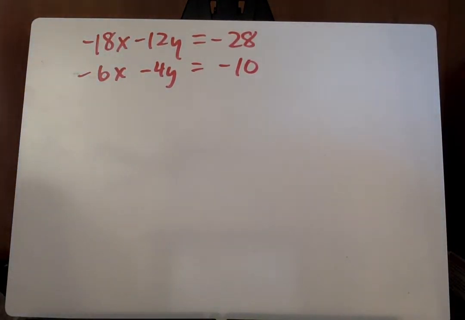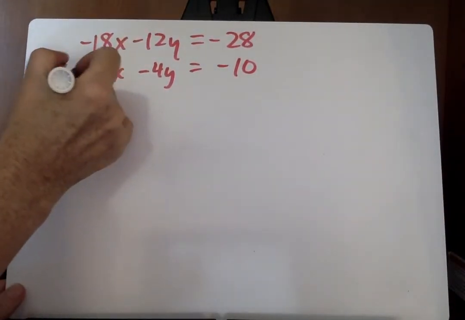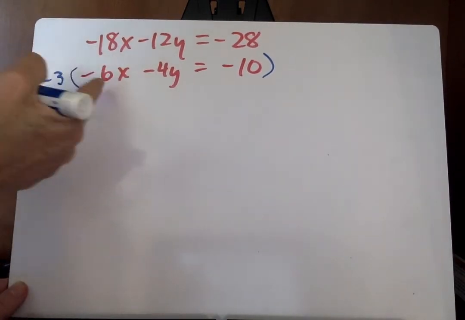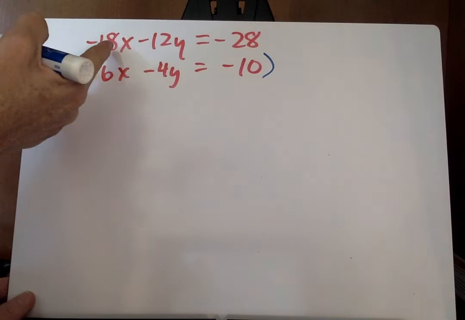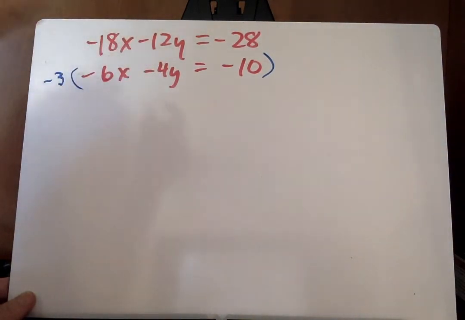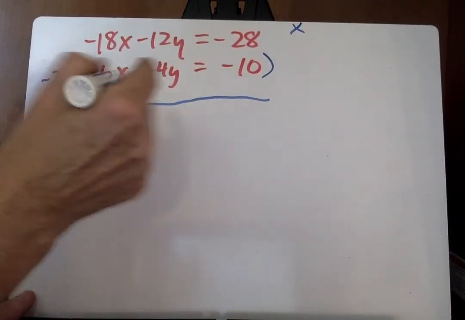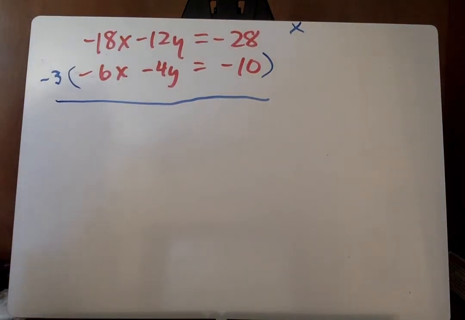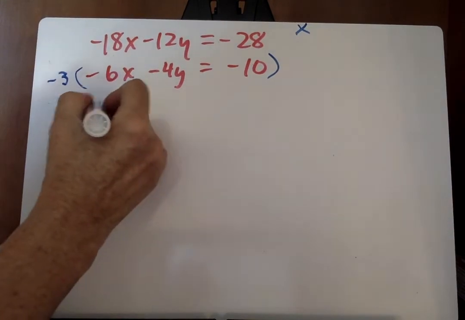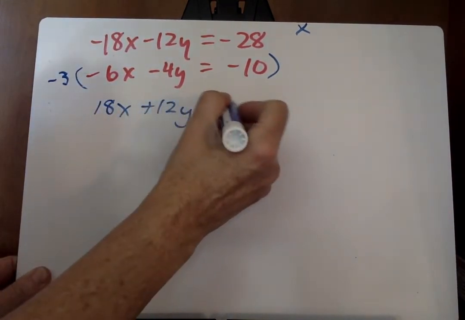And I decide I want to eliminate the x's because I can multiply this by a negative 3. This will make this positive 18x, and that'll be a negative 18x. So that should get rid of the x's. So if we need to say which variable we want to eliminate, you put an x there. Okay, so I'm going to multiply the bottom one by negative 3. Let's see what I get. 18x plus 12y equals 30.